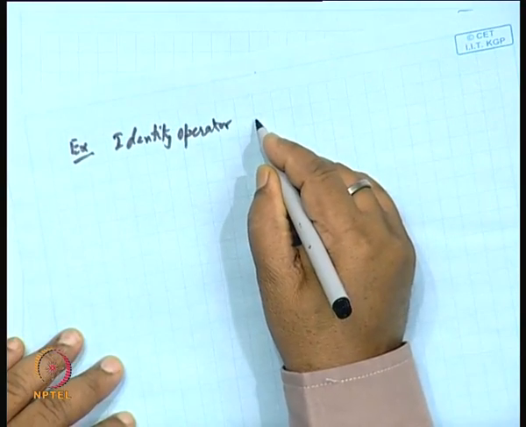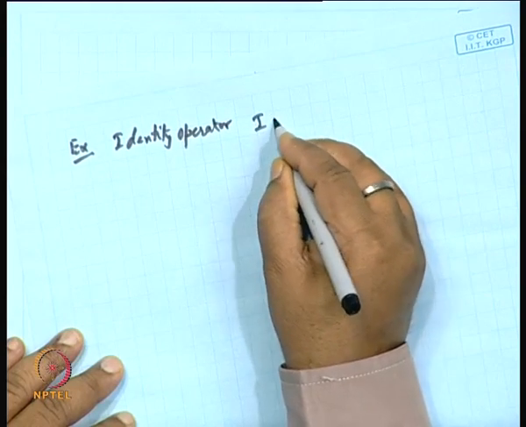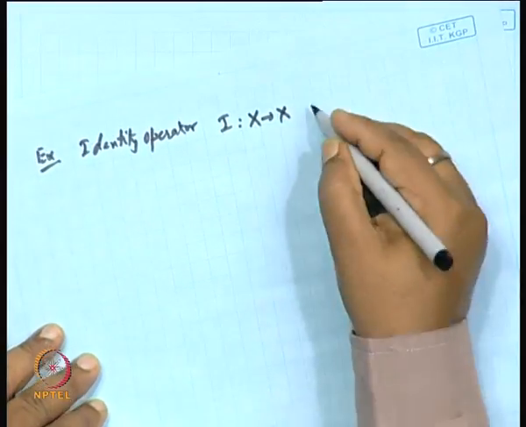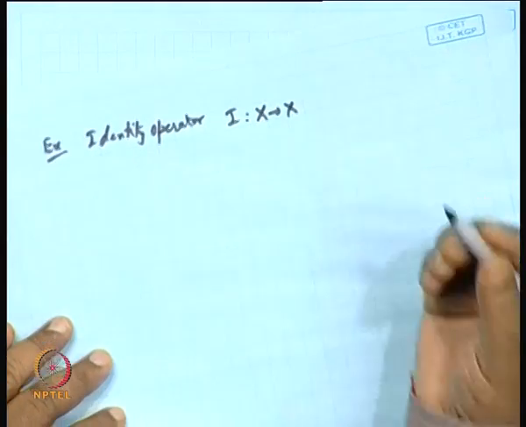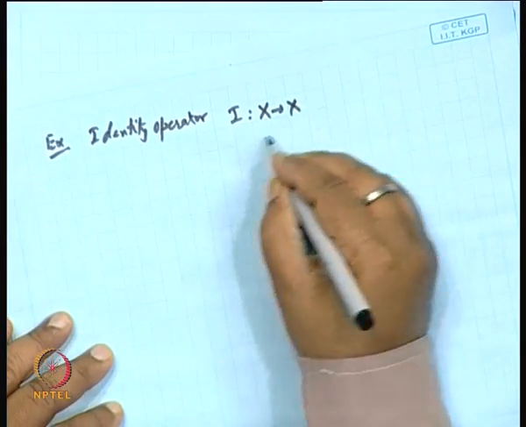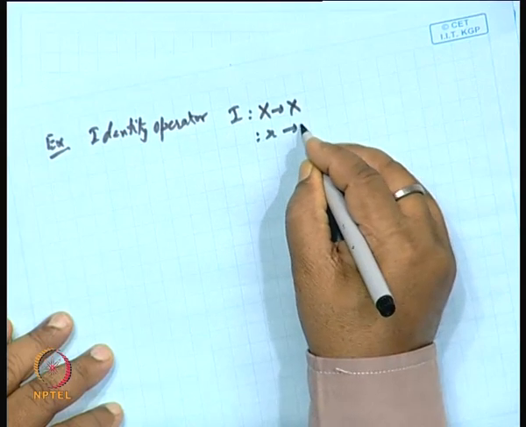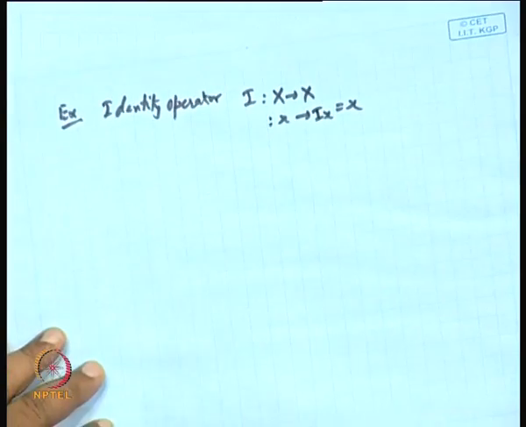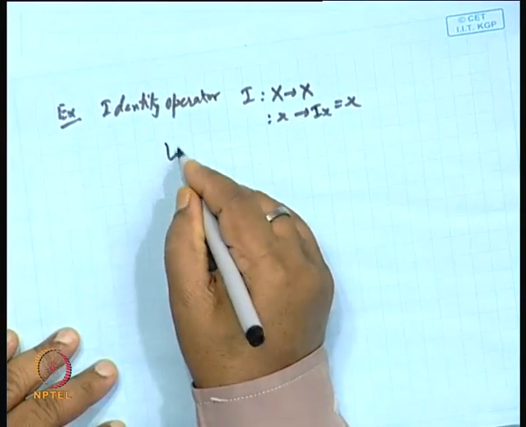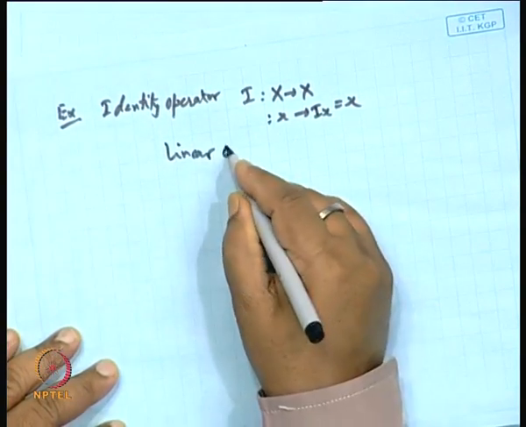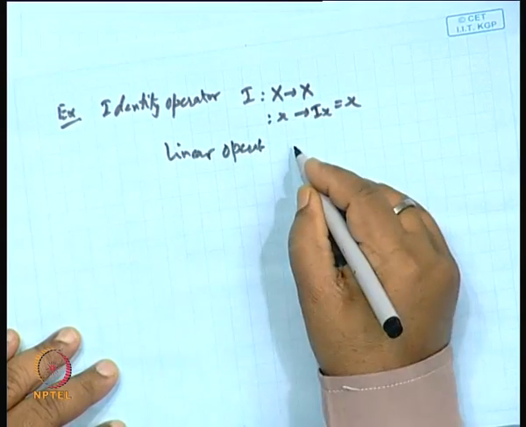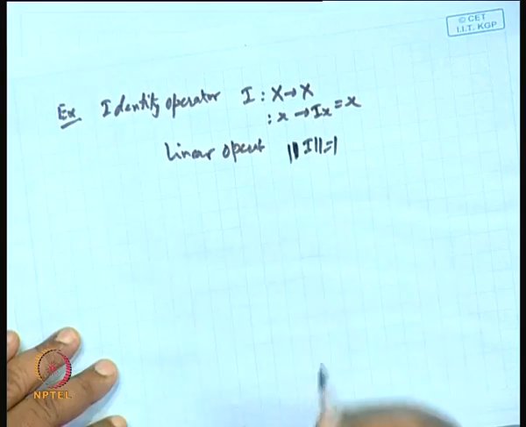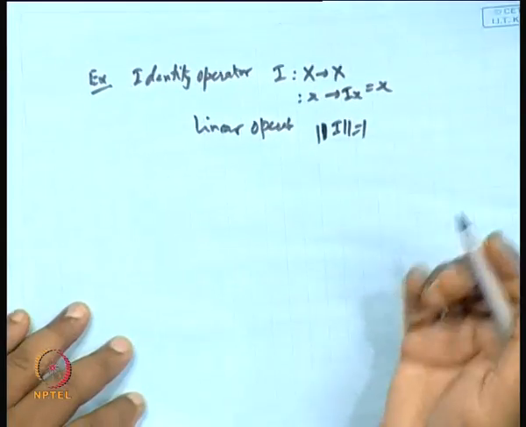As we have seen, the identity operator I is a mapping from X to X on a normed space X, which carries the image x to Ix, that is equal to x. Obviously, it is a linear operator and bounded also, because the norm of this is 1, which is easily verified.